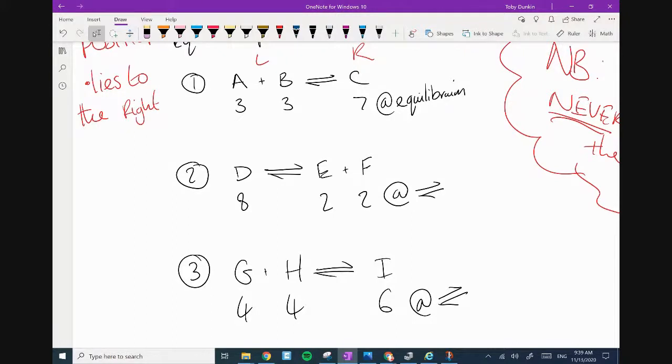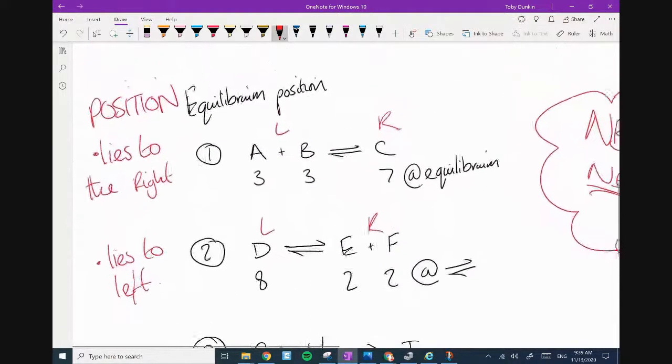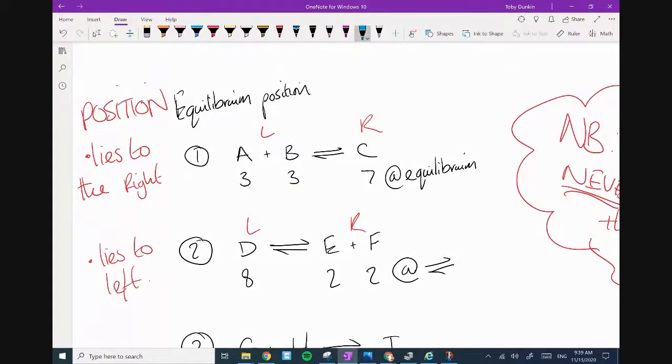Well done, Kieran. Lies to the left. Perfect. This one lies to the left. The position of this guy lies to the left. Now, I'm still waiting on Ashley's response. It's good. Thank you, Ashley. Lying to the right is a good thing. So I'm going to put good.